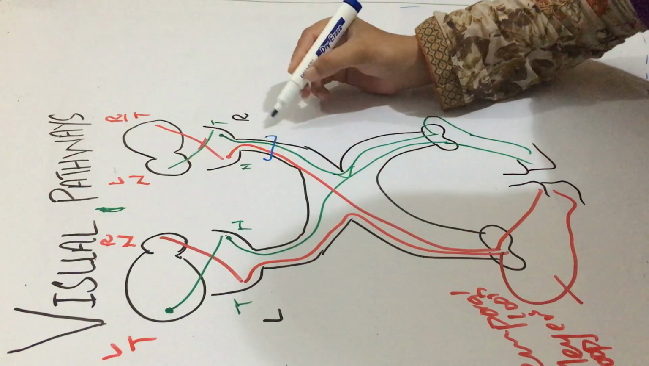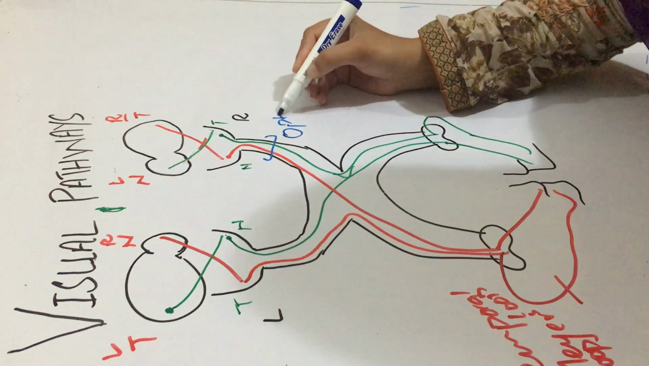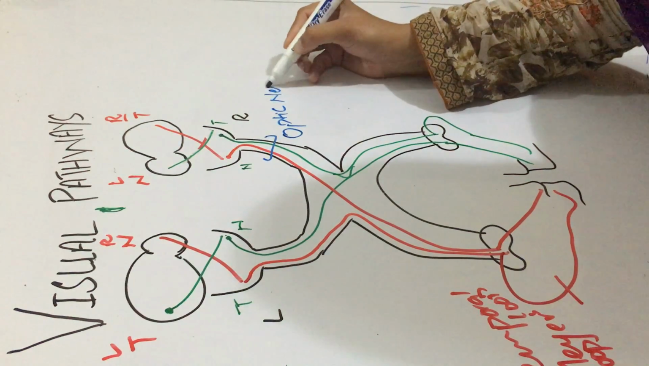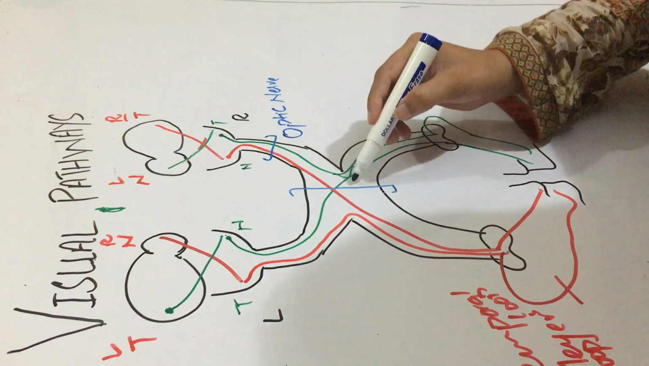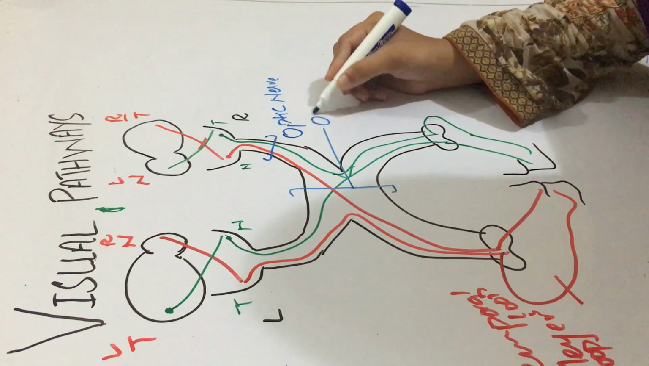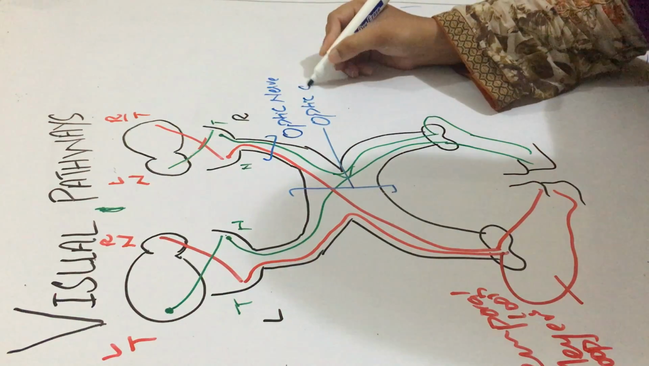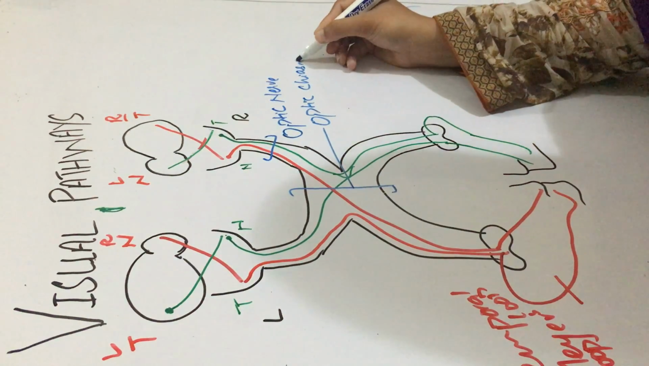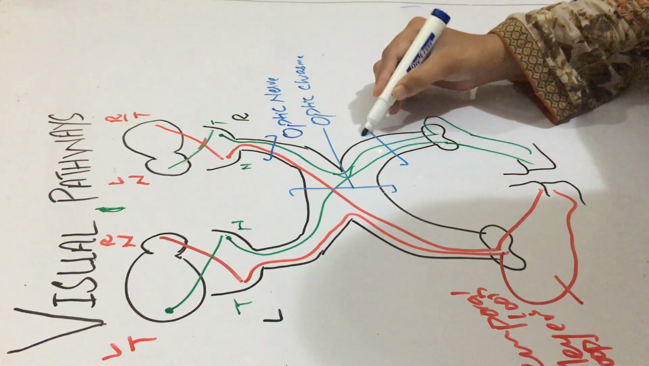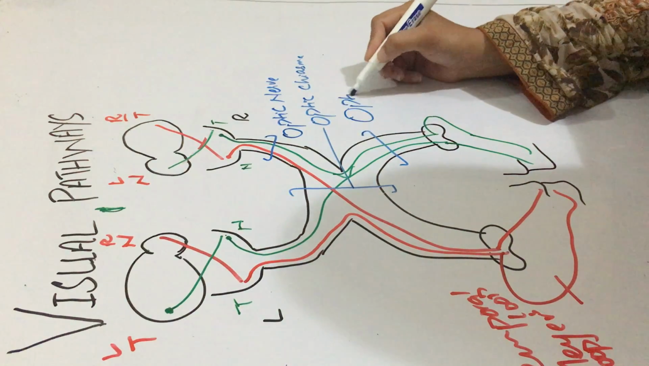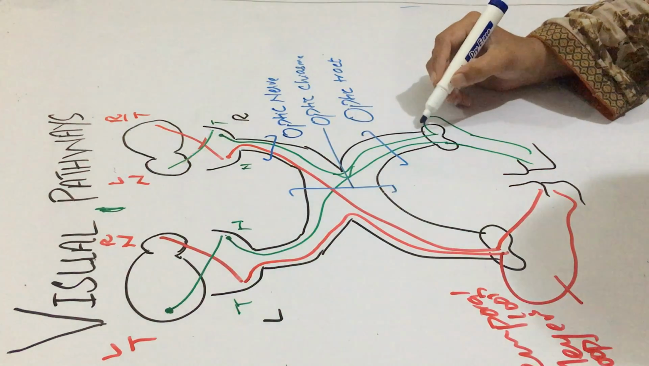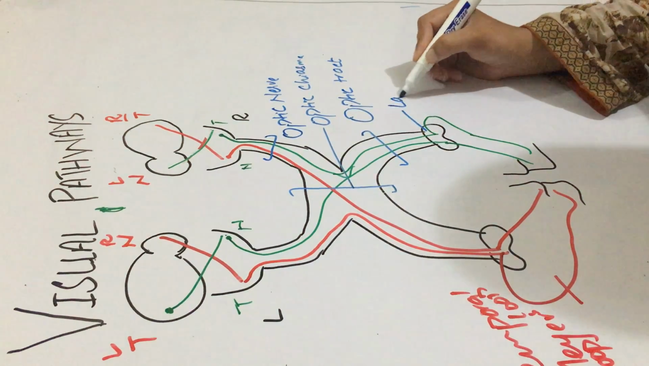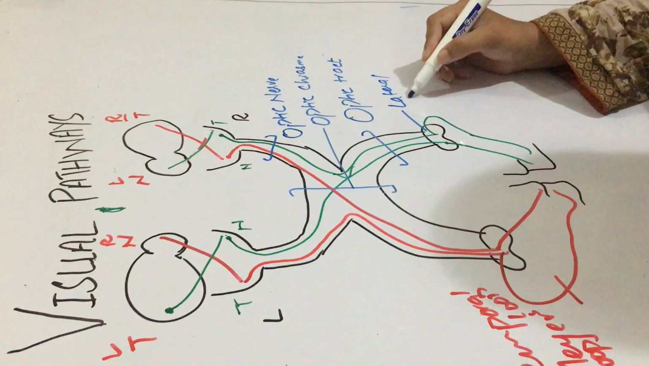What is this? This is the optic nerve, and where the fibers cross, what is this? This is the optic chiasma. This is the optic tract, and from the optic tract the fibers go to the lateral geniculate body.